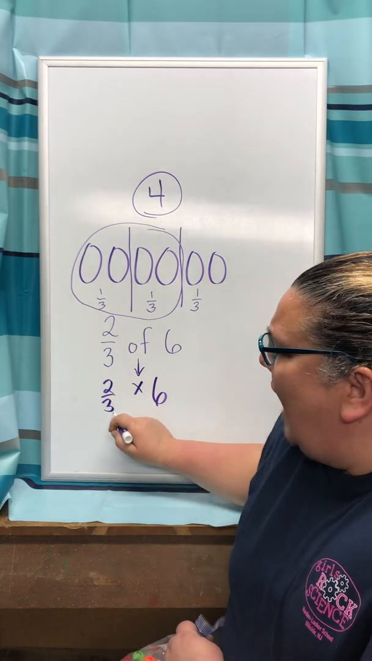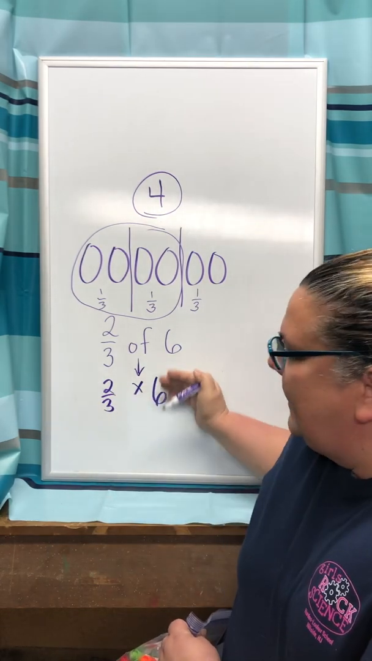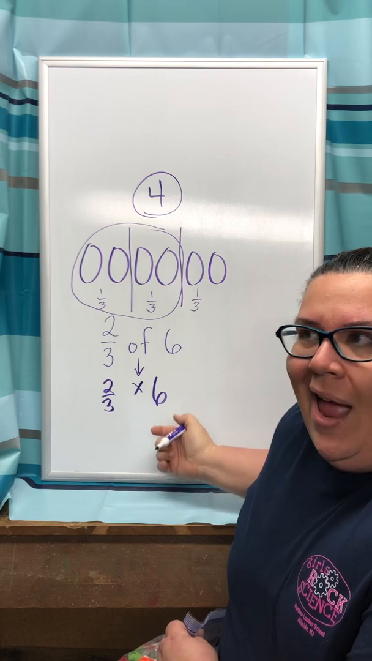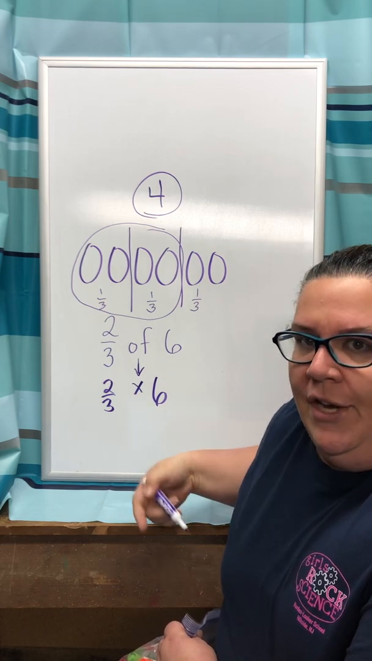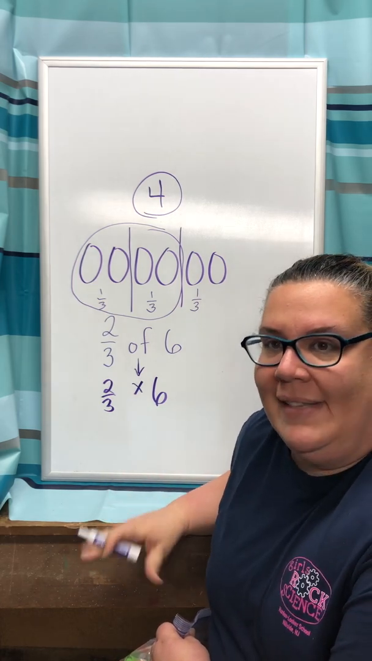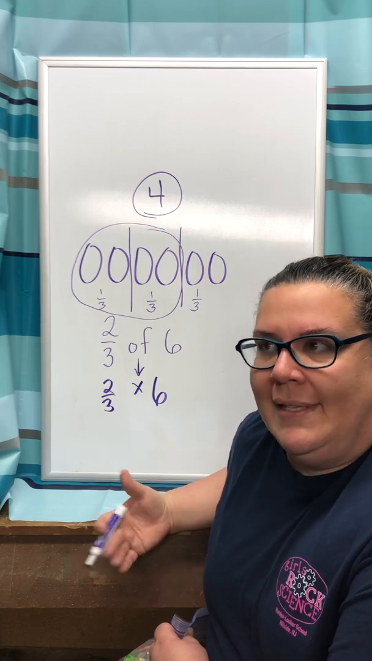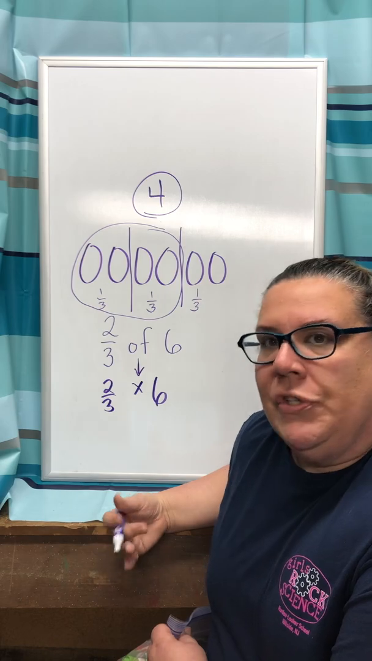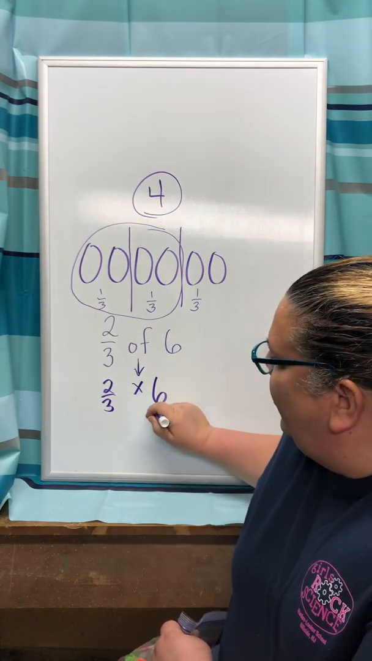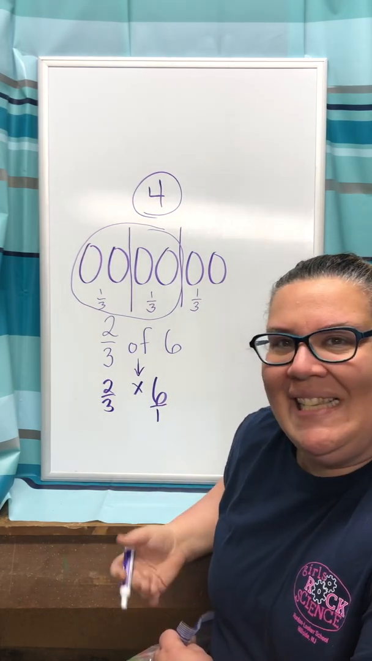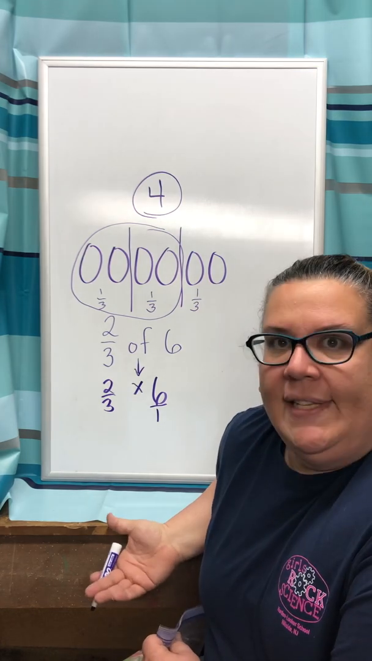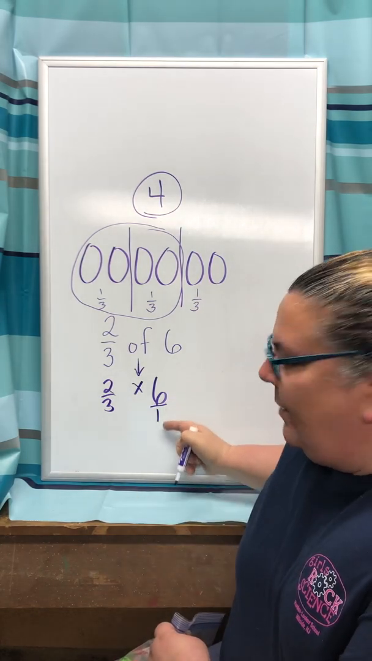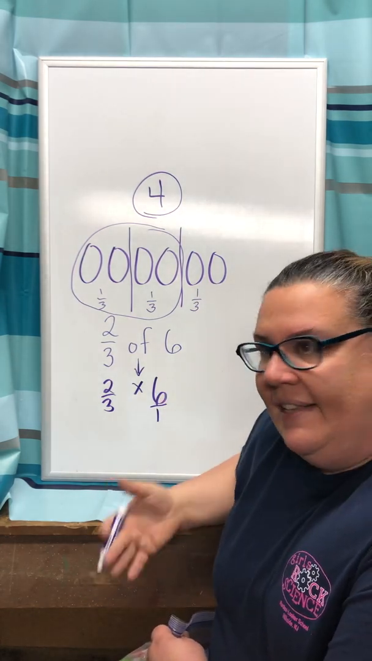So I know 2/3 is a fraction. 6 right now is a whole number. How can I turn 6 into a fraction but still keep it the same value? I want to keep it the same. I still want it to equal 6. So what I'm going to do is put a 1 underneath that. Because if I have 6 ones, I have 6. It's 6 divided by 1, and 6 divided by 1 is 6.